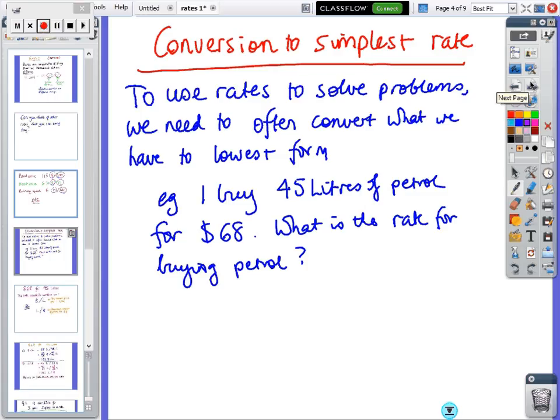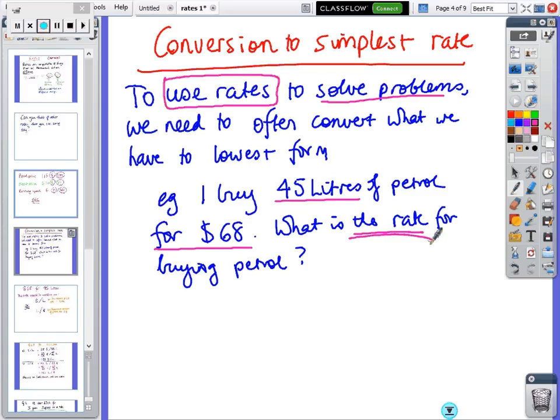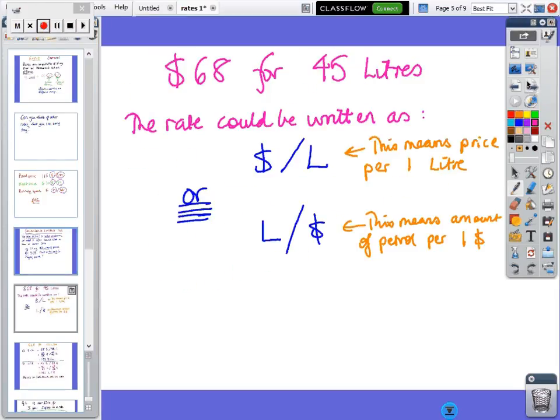So let's have a look at converting rates. To actually use the rates, often we've got to solve problems. We've got to convert the rates. So for instance, if I buy 45 litres of petrol and it costs me $68, 45 litres of petrol for $68, what's the rate of buying petrol? Okay, so that's an example. If you come across to the next slide, we'll see how you work it out.